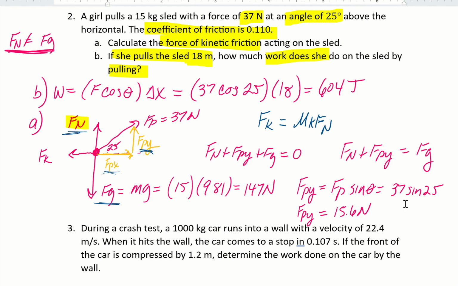And then we can go up here and plug everything in. So I don't know Fn, but I know Fpy is 15.6. And I know that Fg is 147. So if I just subtract those, I get my normal force. So 147 minus 15.6 gives me 131.4. So we'll just call it 131. So then I can just go up here and plug that in.